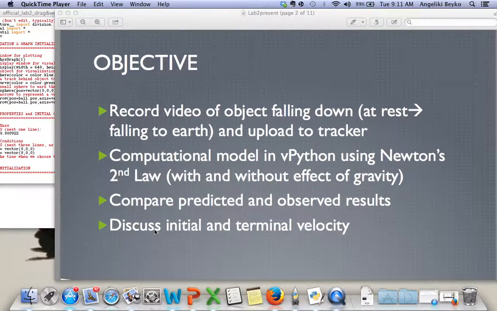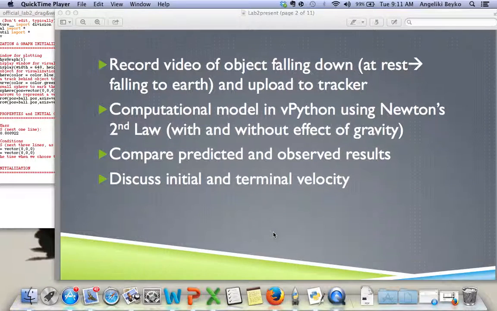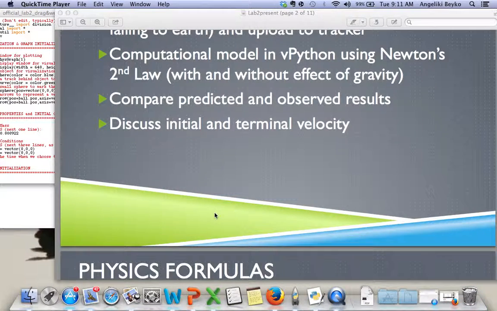So today's lab objectives are to record a video of an object falling down, going from at rest to falling to earth, upload it to Tracker, then create a computational model in VPython using Newton's second law and a couple other formulas, which we'll explain a little later, and showing the effects with weight and the drag force. Then we're going to compare predicted and observed results and discuss initial and terminal velocity.